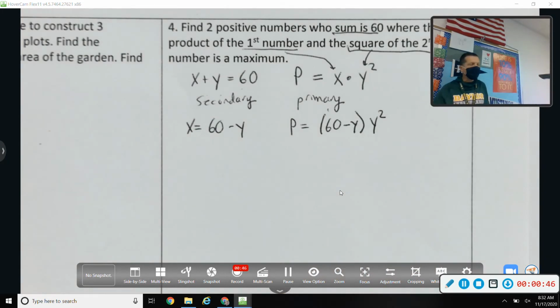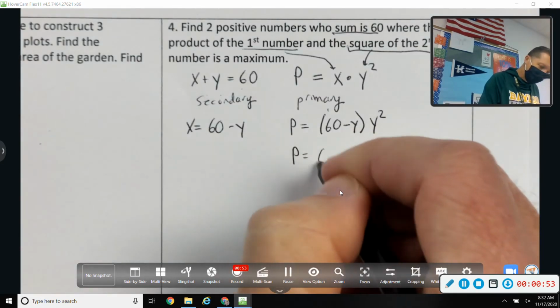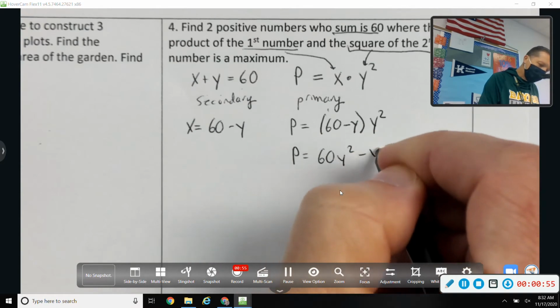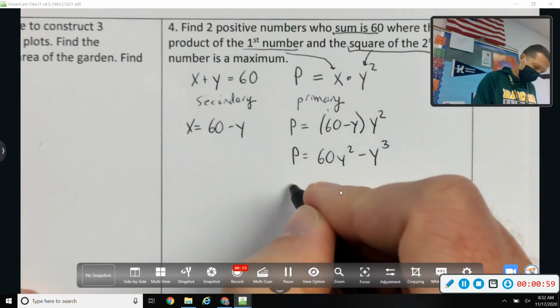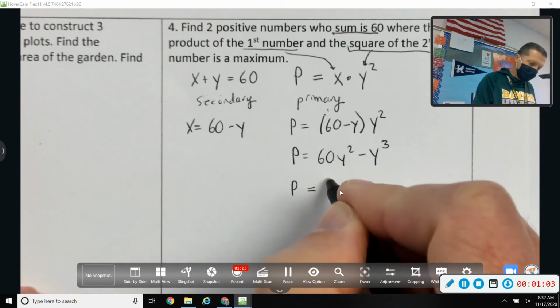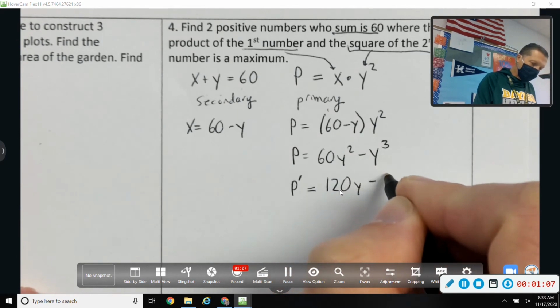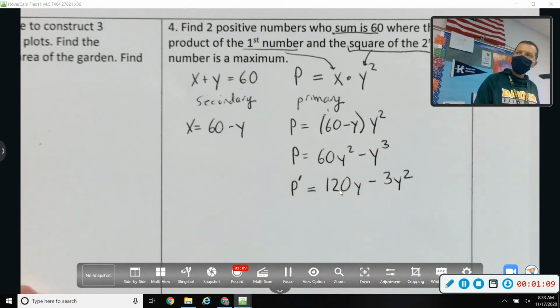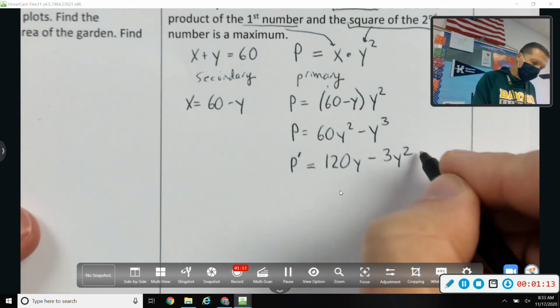Now I'm ready to take a derivative. Well, maybe. Let's do algebra first to make our calculus life a little easier. 60y squared minus y cubed. So p prime or dp/dy, however you want to do it, but take a derivative: 120y minus 3y squared. And we'll set that equal to 0.